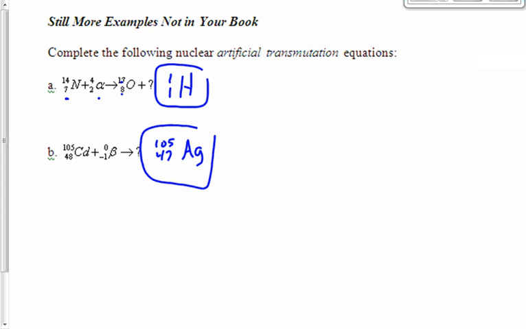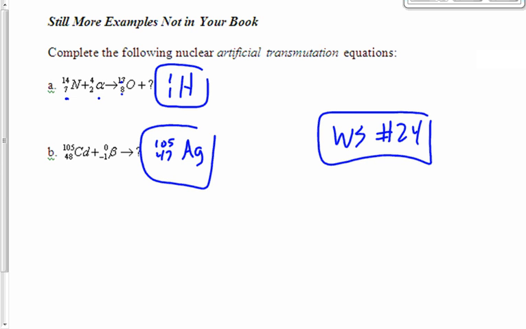What I want you to do for homework on this is not practice problems from the textbook this time. Rather, I want you to do worksheet number 24. Let's have that done for tomorrow, please. It should go pretty quick. There's quite a few questions, but it should go relatively quickly because all you're doing is adding numbers like 105 plus 0, right?